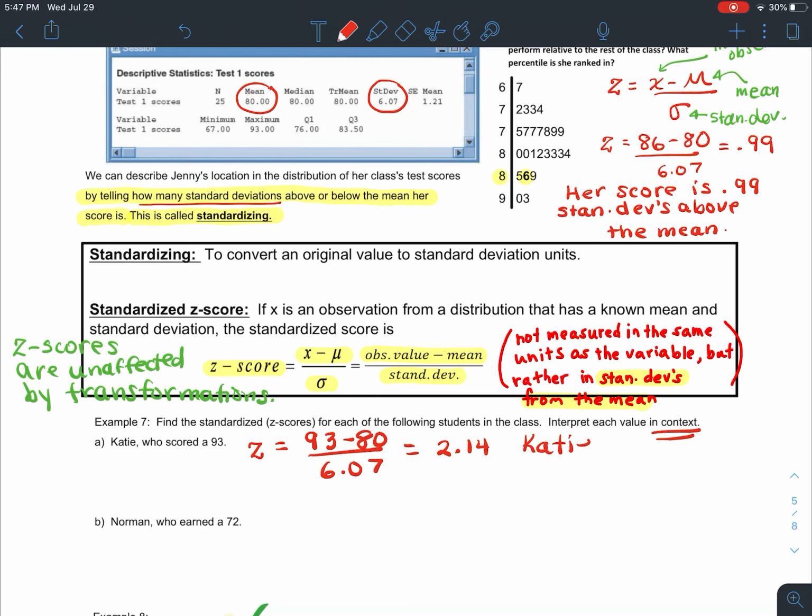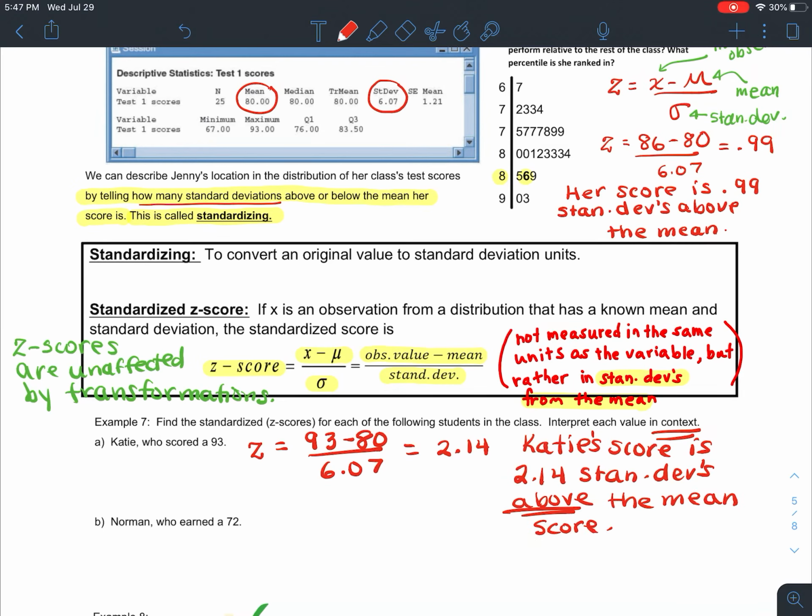Okay, this means that Katie's score is 2.14 standard deviations above the mean. Okay. You always want to say whether that piece of data is above or below the mean, and that's dictated by whether your z-score is positive or negative. Okay.